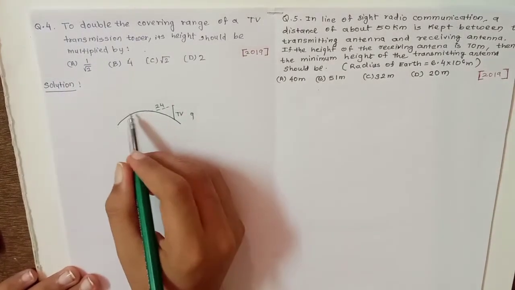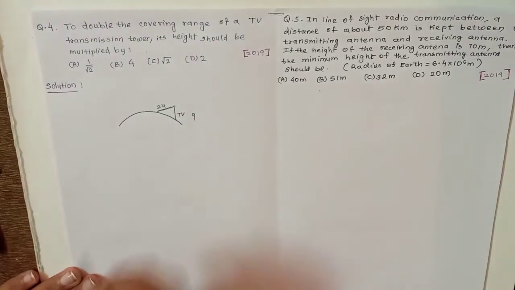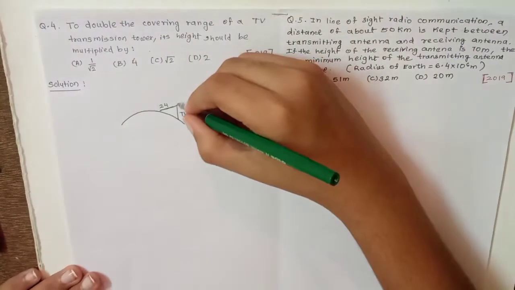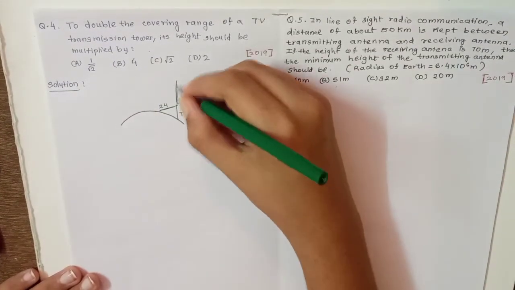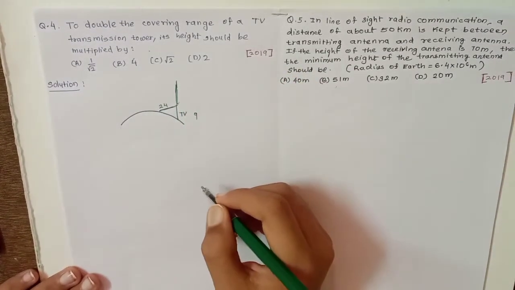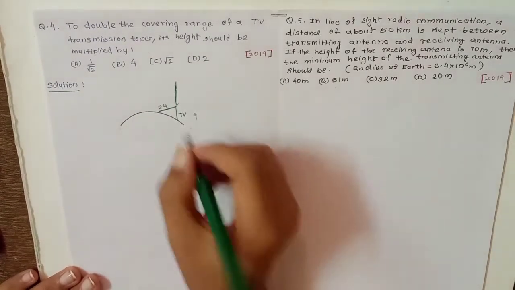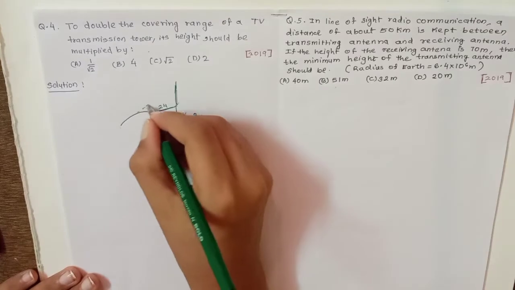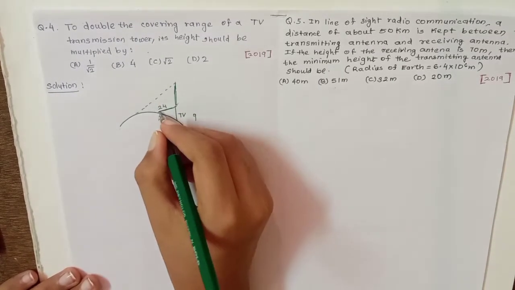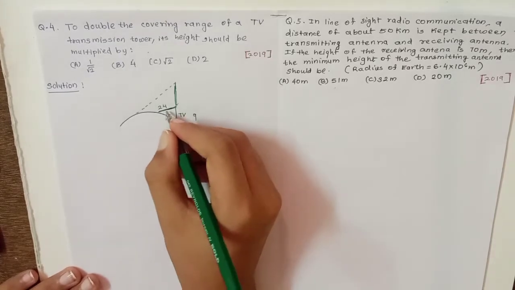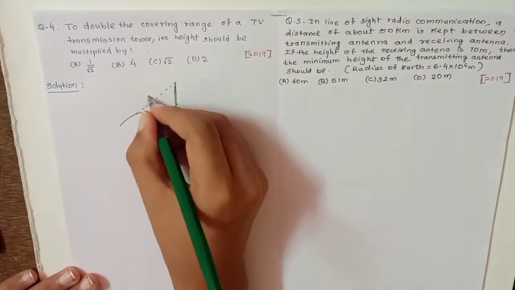So now I want to double this range. So I need to increase the height. I need to increase the height by how much? This is the question. If I increase the height, it will directly increase the range. Here the range was 24, so the new range will be 48.